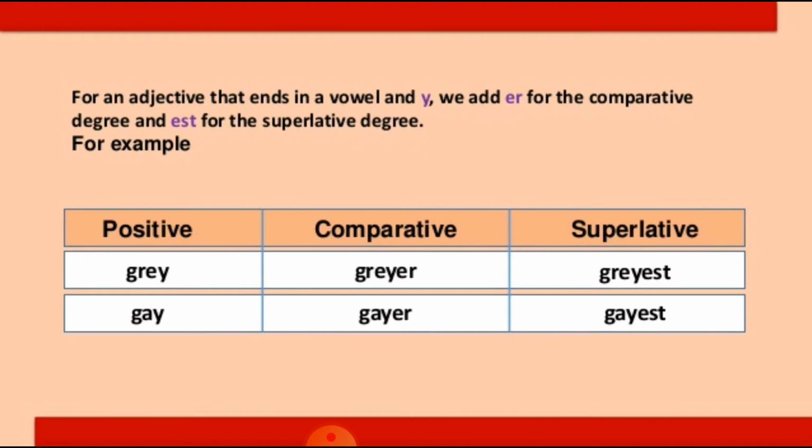For an adjective that ends in a vowel and y, you can see over here gray. At the end you can see before y, e is there. E is a vowel and the last letter is y. So we add er for comparative degree and est for superlative degree. Grey, greyer, greyest, gay, gayer, gayest.